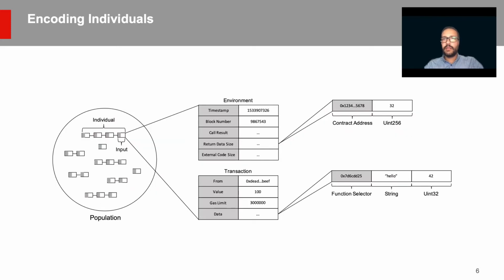As in any genetic algorithm, the encoding of individuals is crucial. Here you can see that an individual consists of a sequence of what we call inputs. Each input consists of an environmental part containing, for example, the current block timestamp or block number, and a transaction part containing, for example, the transaction value or the function parameters.